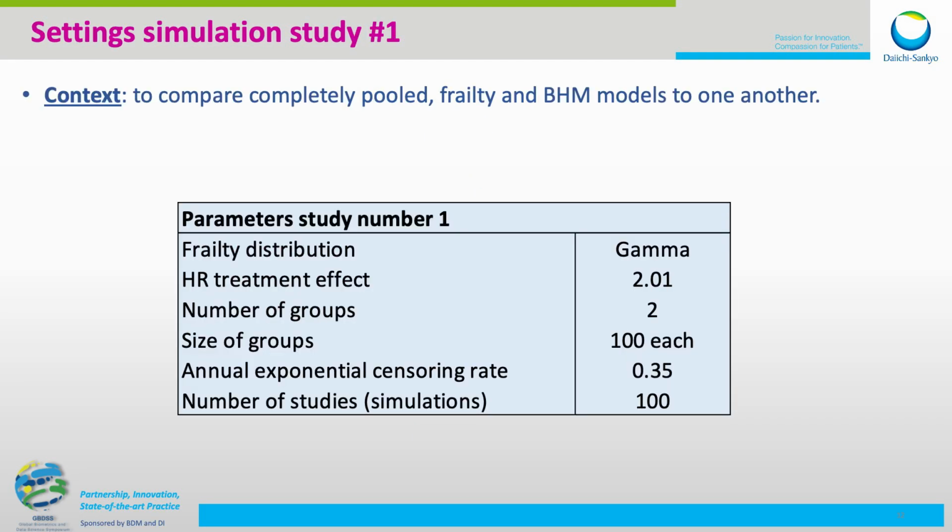Okay, so the very first one, again, this was to convince the stakeholders that, listen, let's not do completely pooled models, let's do something that's a little bit smarter here. So what I wanted to do was to compare completely pooled, frailty, and BHM models to each other. For that, I simulated data having a gamma frailty distribution with a specific treatment effect, 2 groups, because what we were interested in here was 2 groups of 100 participants each, having a specific censoring rate, and then ran everything 100 times.